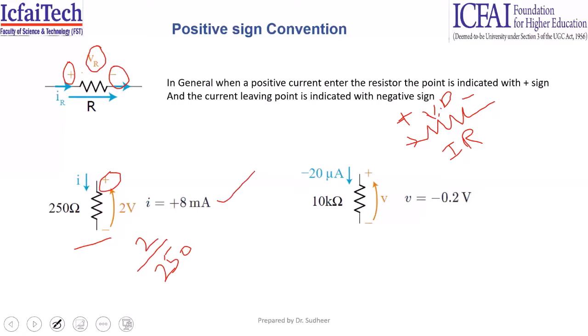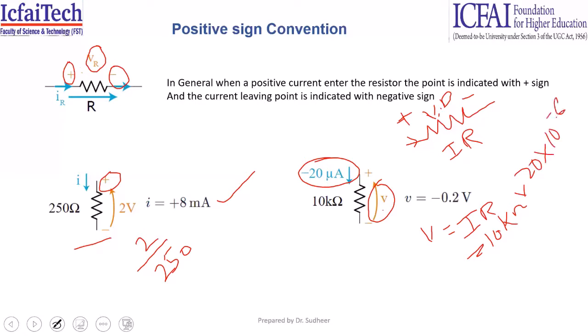In the second case, we are also saying that the current is entering at plus and leaving at minus. So we can consider it as a current and this is the voltage. So what will be the resistance? V by I is equal to R. But resistance is always a positive value. When the current magnitude is negative, what you are going to get is V is equal to I into R, that is 10 kilo ohms into 20 microamperes. Okay. So as a result you will get minus 0.2 volts, which indicates that this point is at higher potential with respect to this one.